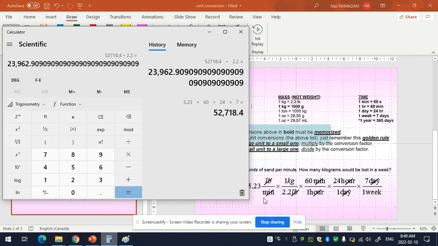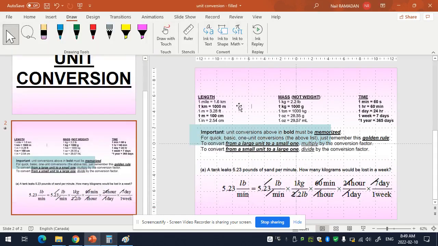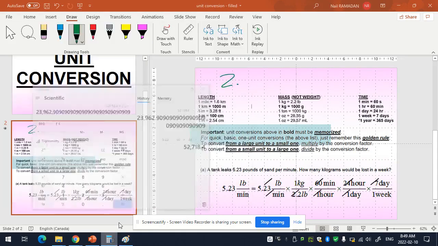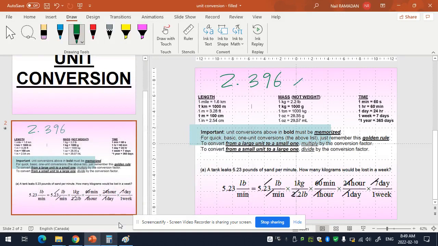Let's write it in scientific notation first. What is this number in scientific notation? Up to, let's say, 4 sig figs. 2.396 times how many hops? 1, 2, 3, 4. So this is 2.396 times 10 to the 4, in kilograms per what? Per week. Exactly. And by the way, when you write your final answer, please use the slash then.